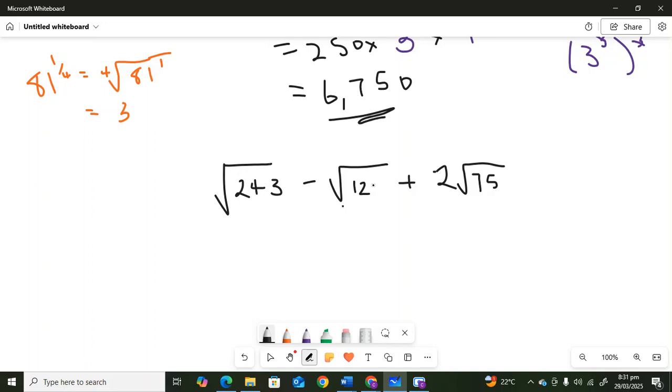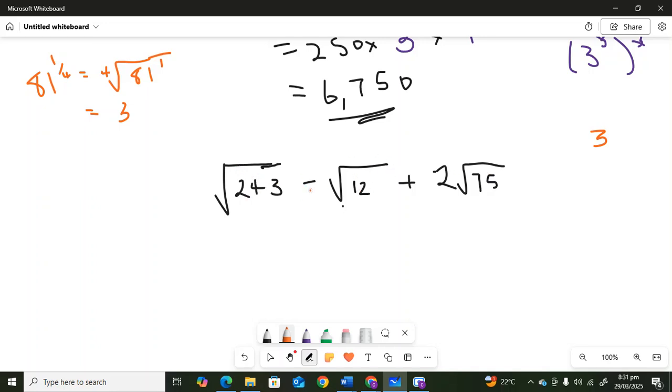A factor is a number that is divisible by another number and cannot leave a remainder. So here we have to find the common factor, when I'm focusing only on prime factors. What is the common factor between 243, 12, and 75? 3, yes. So we have to find a way to have a 3 in each of these roots.